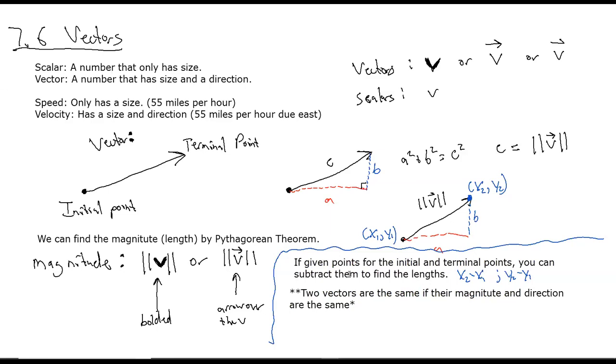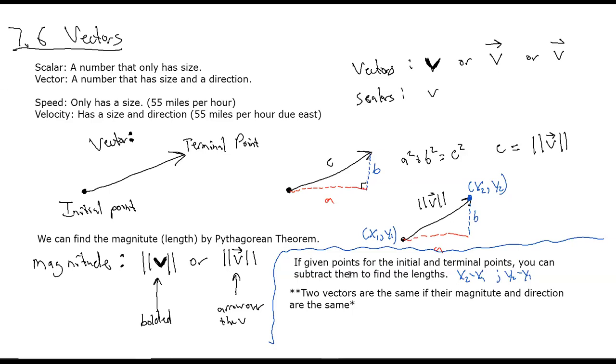So here is the fascinating part about vectors. This statement right here. The initial point and the terminal point of vector 1 does not have to be the same as the initial point and the terminal point of vector 2 for them to be the same. For two vectors to be the same, all it has to be is that their lengths are the same and they are pointing in the same direction.